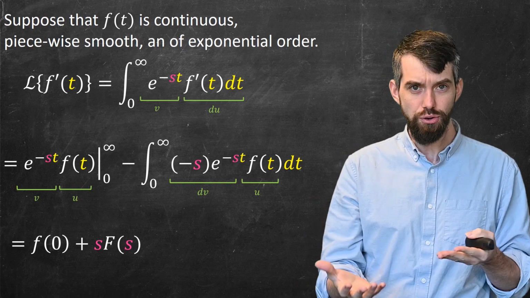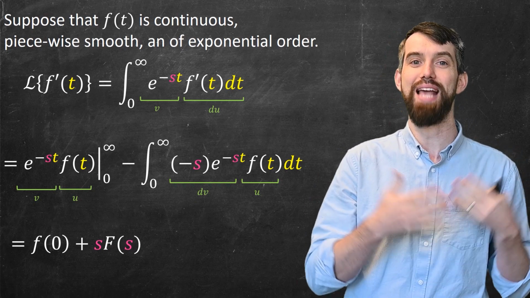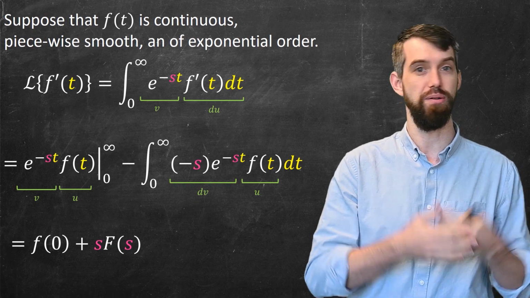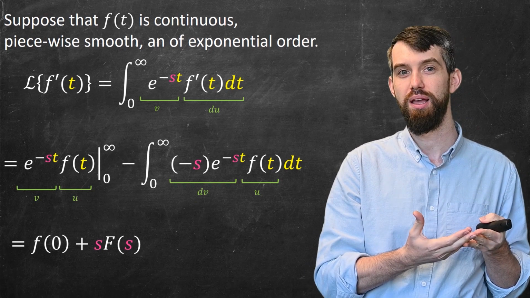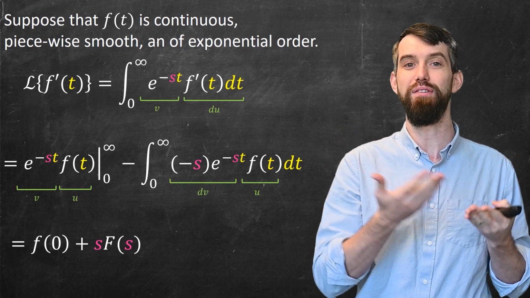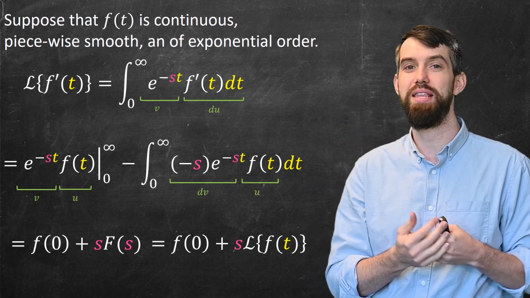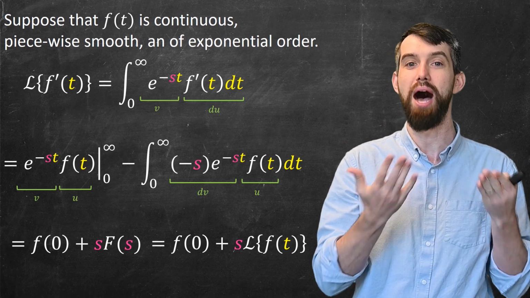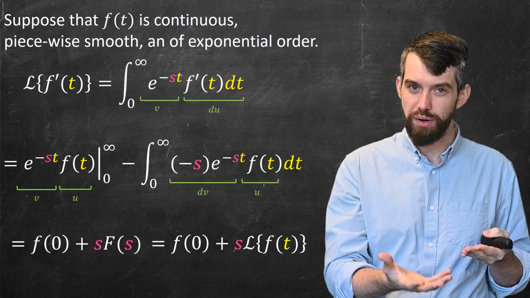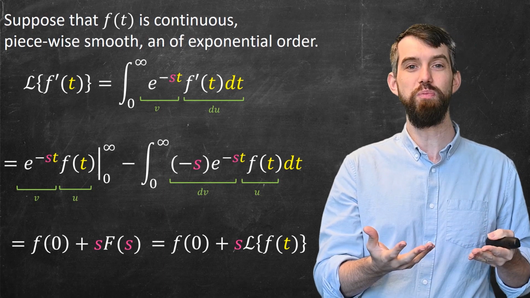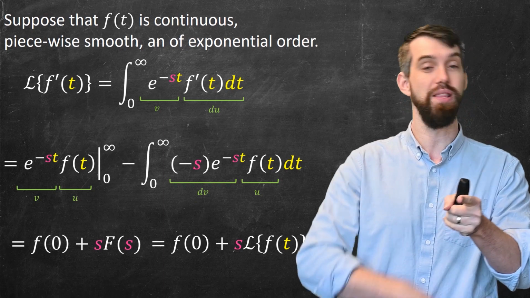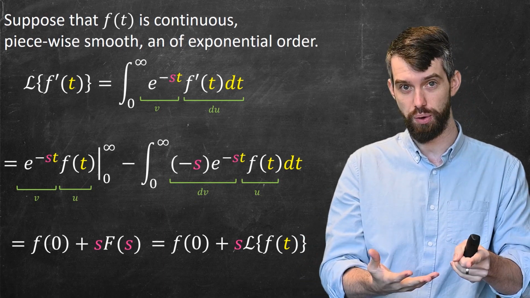As for the integral term, I've written it down here as s F of s. Why is that? Well, you see that there's an s sticking out there, and the two negatives come together and make it positive. Everything else that remains is just the capital F of s, or written a different way, this is just the Laplace transform of f of t. So in other words, the Laplace transform of a derivative is just going to be s times the Laplace transform of the original function, and then adding the constant f of 0.